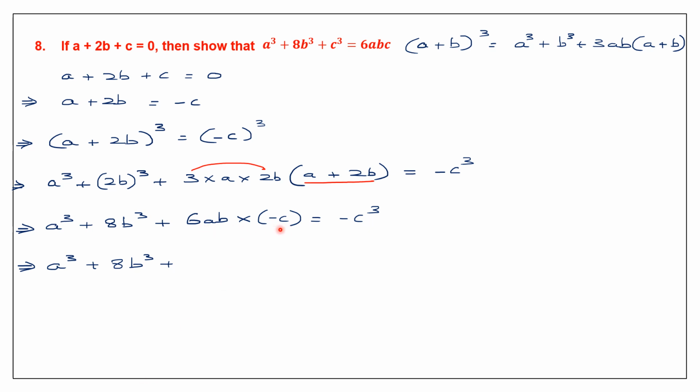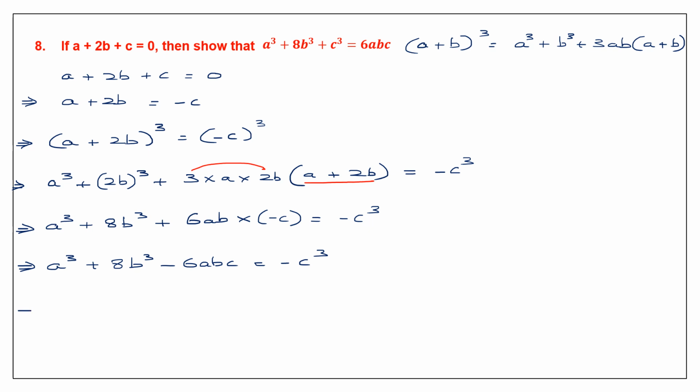So the sign is minus 6abc. So we change this to minus 6abc, which is equal to minus c cube. Now look at our question. It says we should get a cubed, which we already have, plus 8b cube, which we also have, plus c cube. That means I need to get the minus c cube to this side, and I have to move this one to the other side.